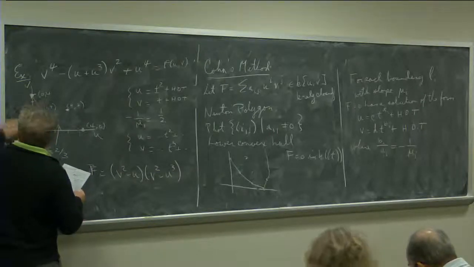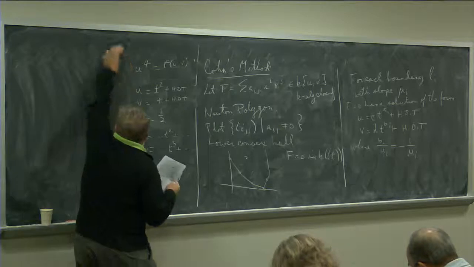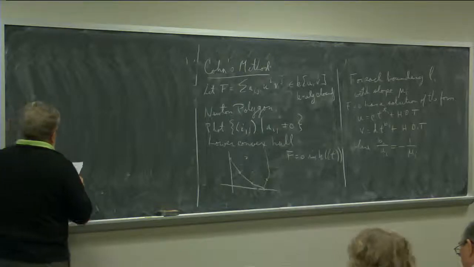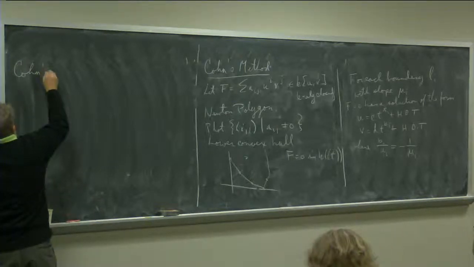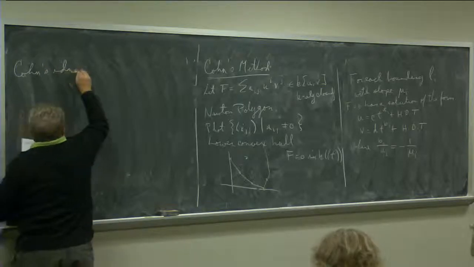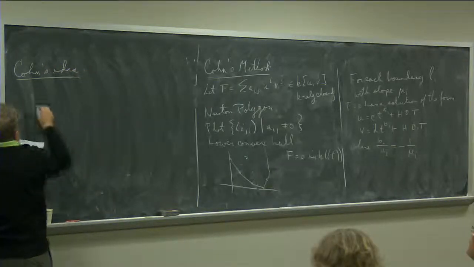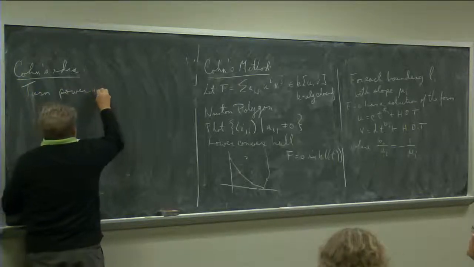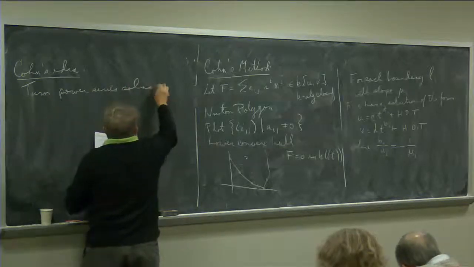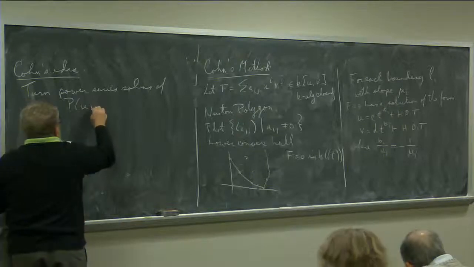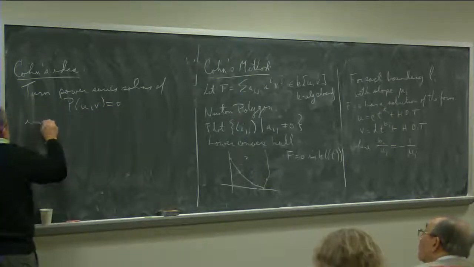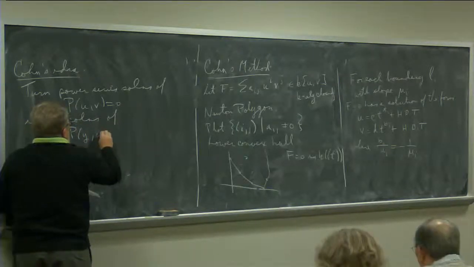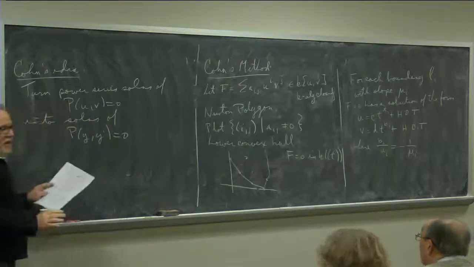Let me erase my example. Okay. Work it out again. So what was Richard Cohn's idea? So Cohn's idea is the following. You turn power series solutions of P of (u,v) equals 0 into solutions of P of y prime equals 0. That was the idea.